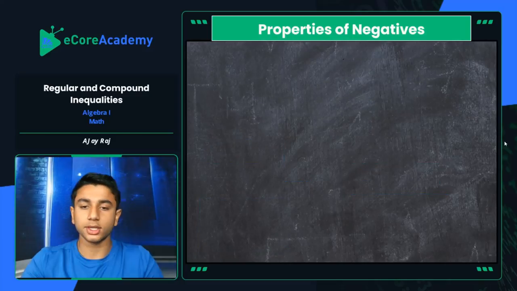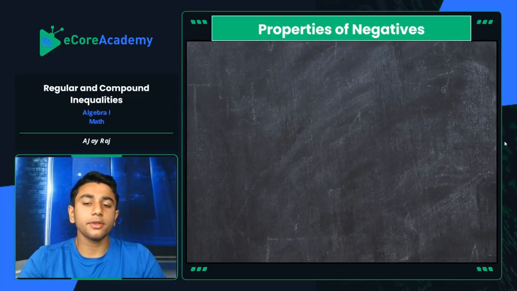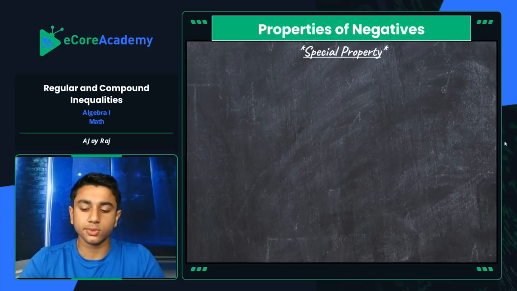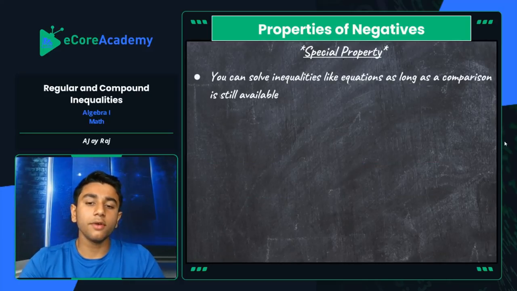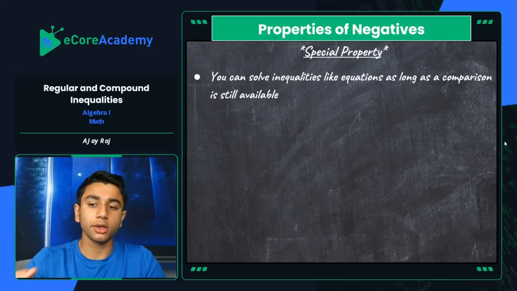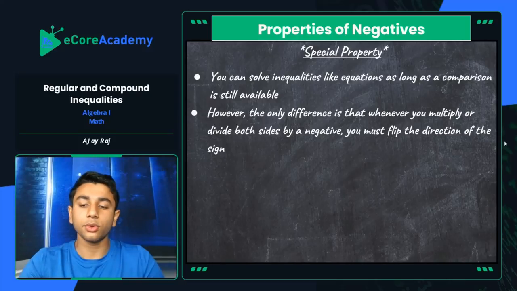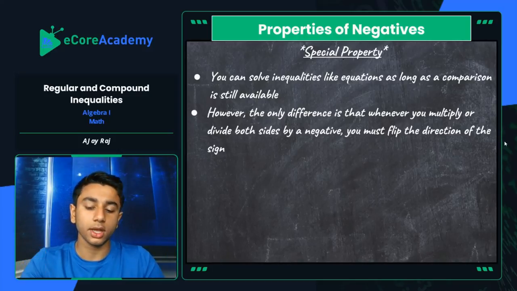So this is a quick example of a word problem. Now, finally, for our last slide, we're going to be looking at the properties of negatives. This is a special property that I just wanted to throw out there. You can solve inequalities like equations, so you don't just have to have a variable and then an integer on both sides. You can solve them like equations as long as the comparison is still available. However, the only difference to an equation is that whenever you multiply or divide both sides by a negative, you must flip the direction of the inequality sign, unless it's an equal or non-equal sign.